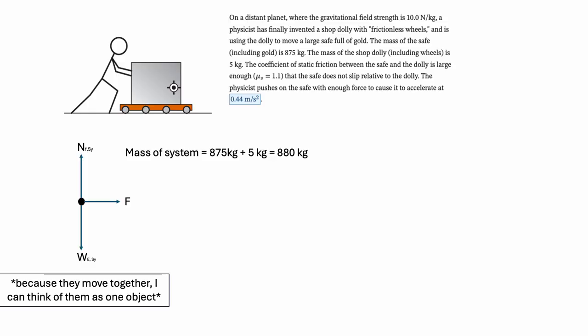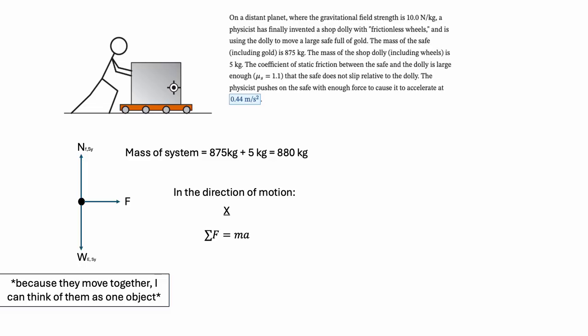Now, the mass of the system, and this is where you have to be really careful, I'm going to add all the masses together. So I have 880 kilograms as the mass of the system. What we're really interested in here, the vertical forces are balanced, and that's marvelous, but I don't care about that. I care about the direction of motion. So in the x direction, in the direction of motion, I know I'm accelerating, so I'm going to use Newton's second law.